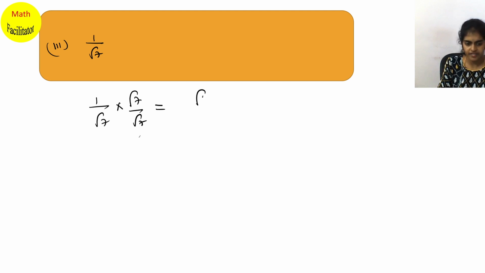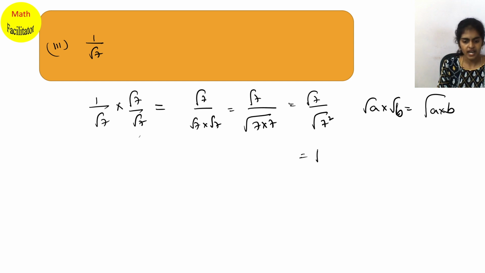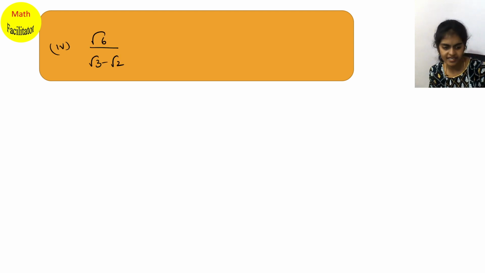So 1 into root 7 is root 7. Root 7 into root 7 is how much? Can I write it as root over 7 into 7? You know that root a into root b is nothing but root over a into b. So this is nothing but root 7 divided by root 7 into 7, which is 7 square. So I can write root 7 divided by square and square root cancels. You have 7. So your denominator is now a rational number, 7.